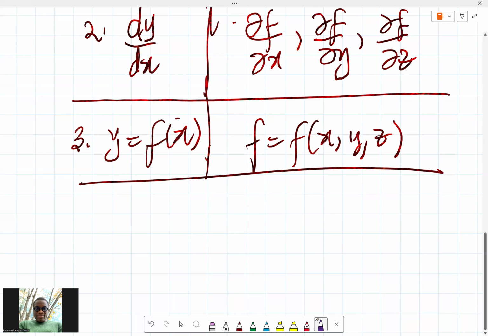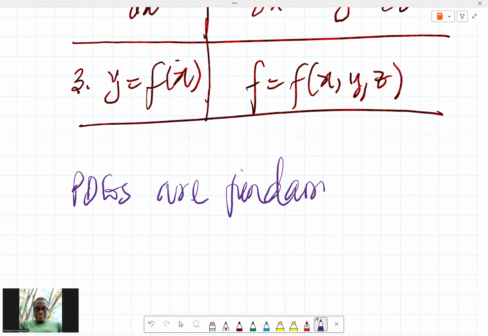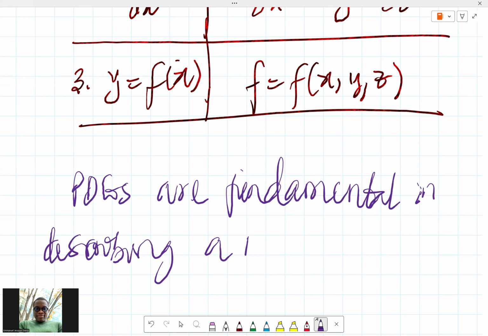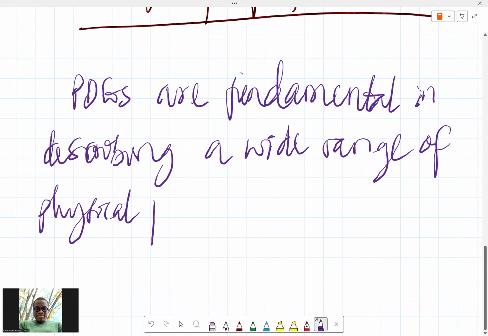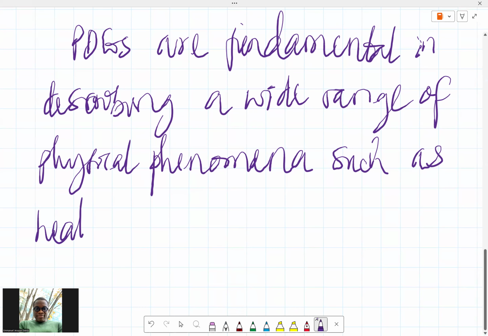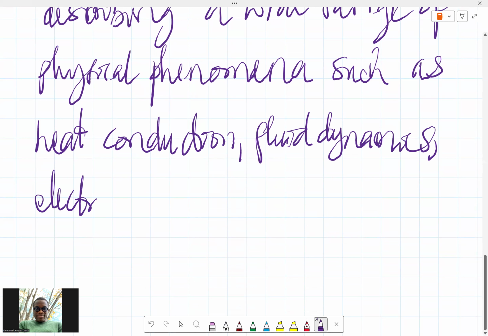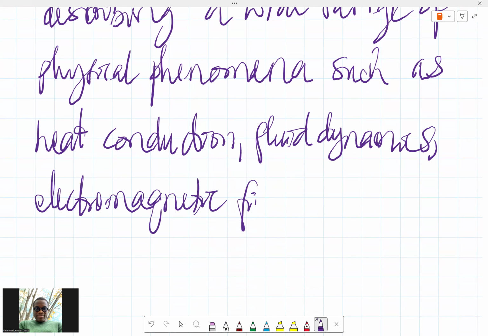Still talking about PDEs, PDEs are fundamental in describing a wide range of physical phenomena, such as heat conduction, fluid dynamics, electromagnetic fields, and quantum mechanics.